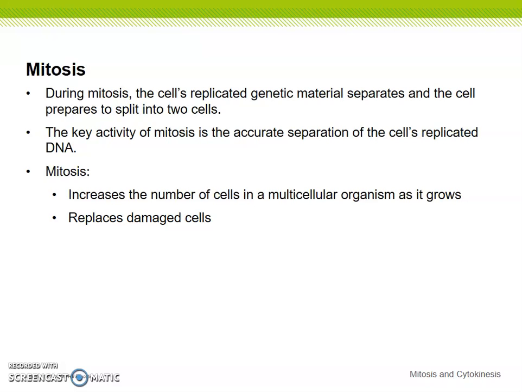The key activity of mitosis is the accurate separation of the cell's replicated DNA. So we've got to divide it exactly equally between the two new daughter cells. Otherwise, we end up with cells that have either too much DNA or not enough, and we don't want that.